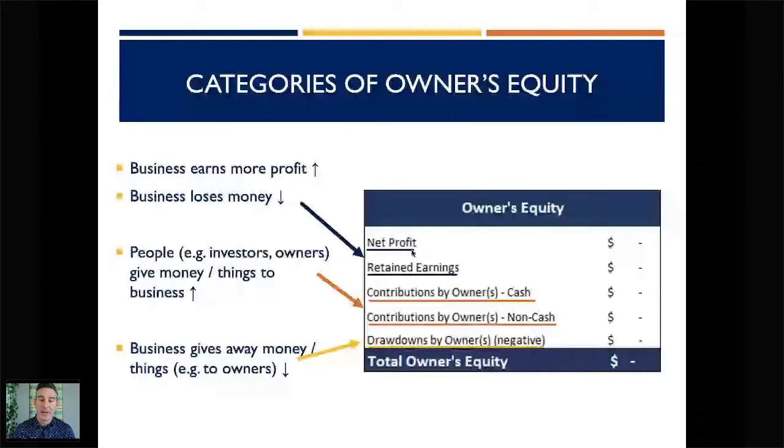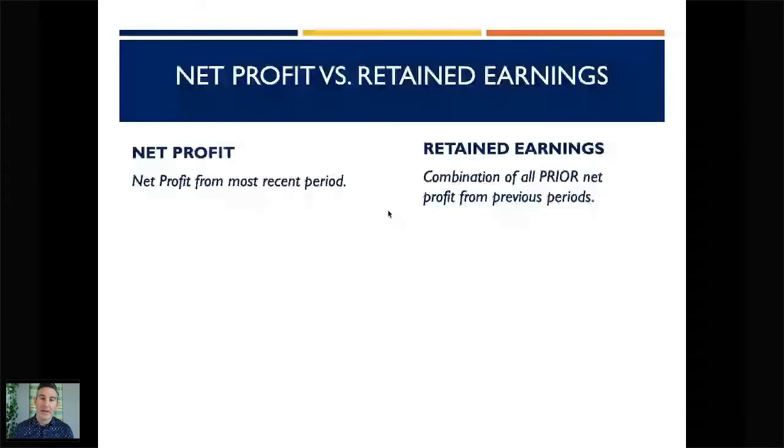I did just want to clarify real briefly the distinction between net profit and retained earnings. The net profit is the net profit from the most recent period. If you were in the lesson last week on profit and loss, we talked about how to do a profit and loss statement, and that very bottom line was the net profit. That is what's going to go in the net profit section of owner's equity. Meanwhile, retained earnings is all of your prior net profit from previous periods. So I'll give you an example of what that might look like. Let's look at a company.